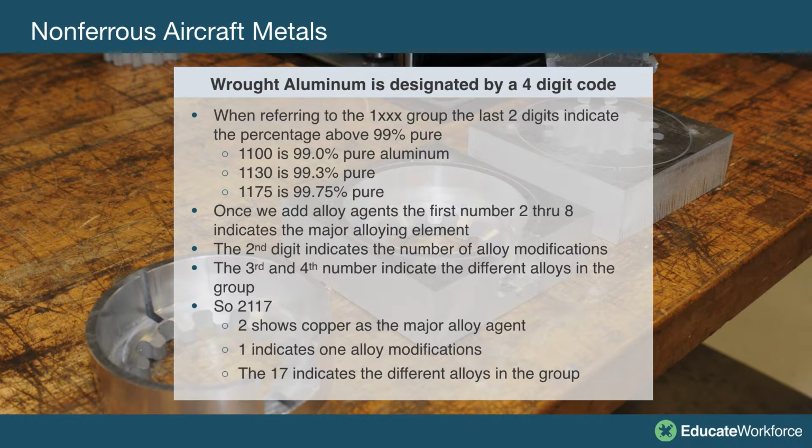Once we add the alloying agents, the first number, 2 through 8, indicates the major alloying element. The second digit indicates the number of alloy modifications, and the third and fourth indicate the different alloys used in the group. So 2117: the 2 shows that copper is the major alloying agent, the 1 indicates the number of modifications, and the 17 is going to tell us the different alloys in that group.